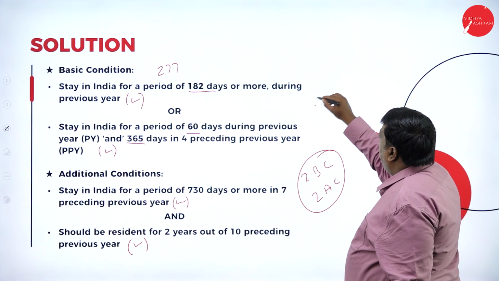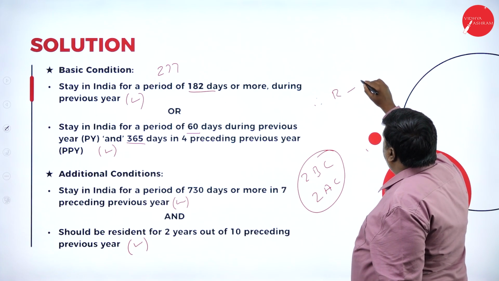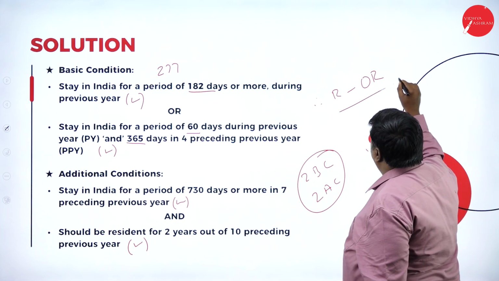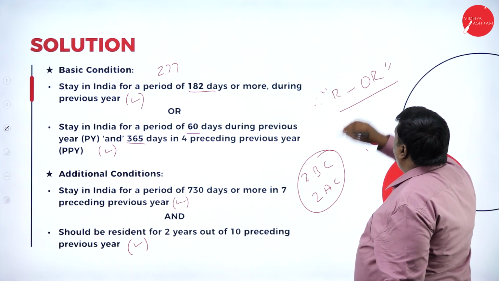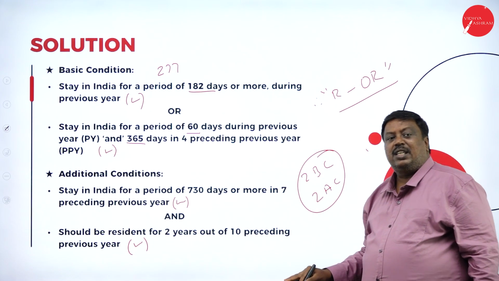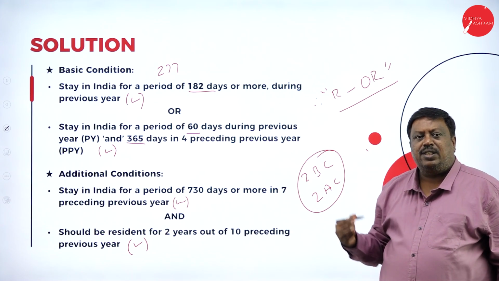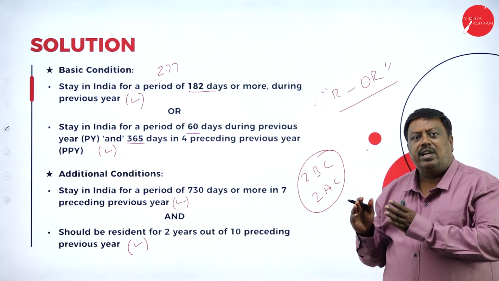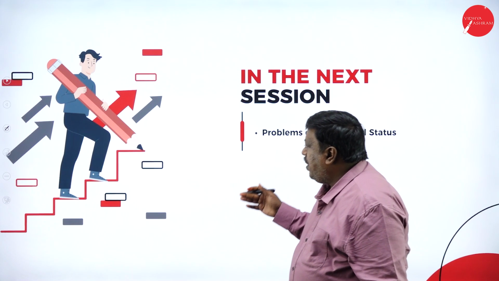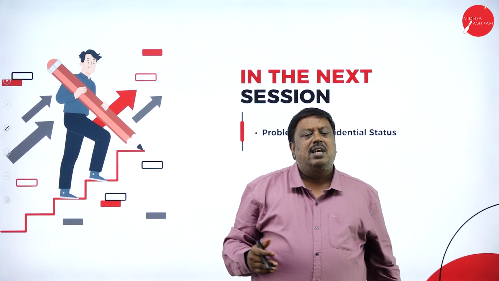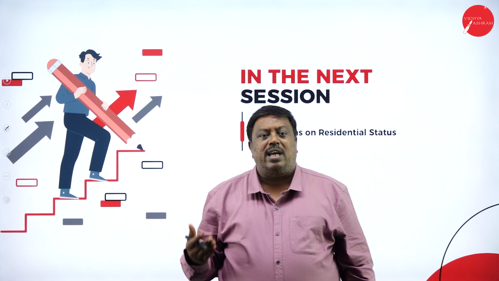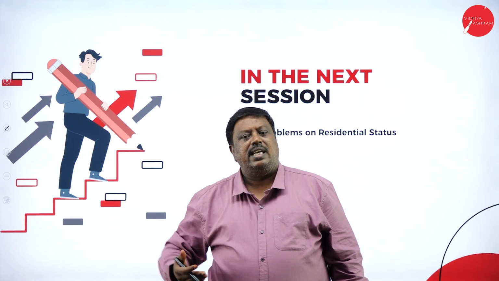Therefore, my status will be resident, ordinarily resident for previous year 23-24. So if I satisfy both the basic condition and both the additional condition, my status will be resident, ordinarily resident. In the upcoming session, we are going to consider other problems where we may call as resident, not ordinary resident.